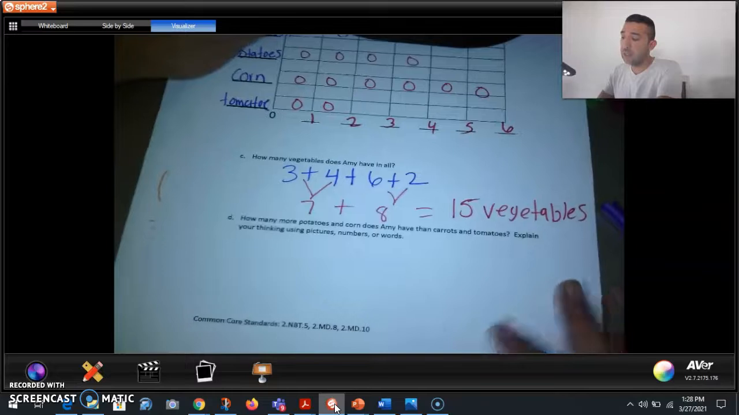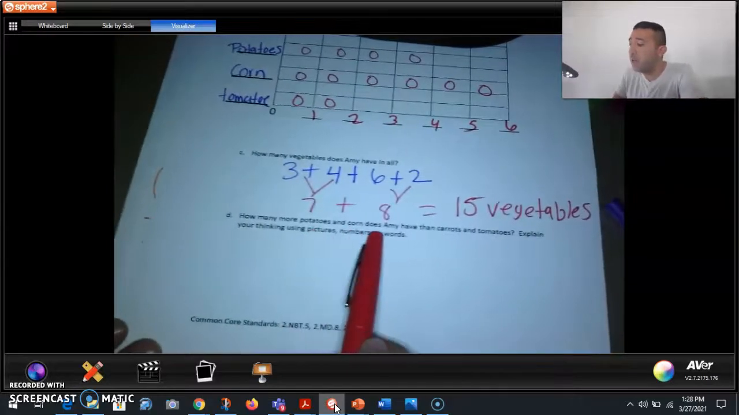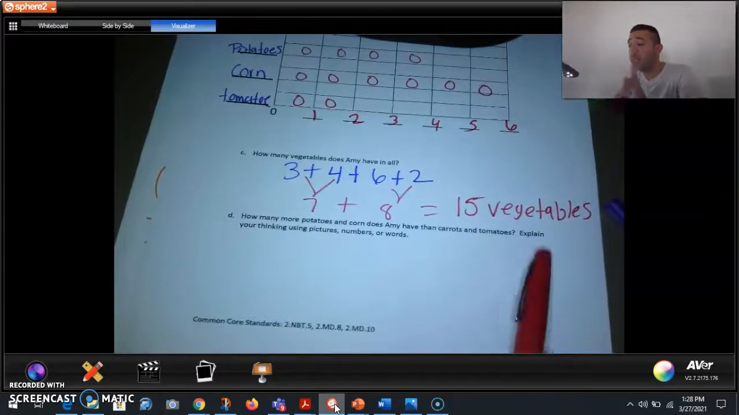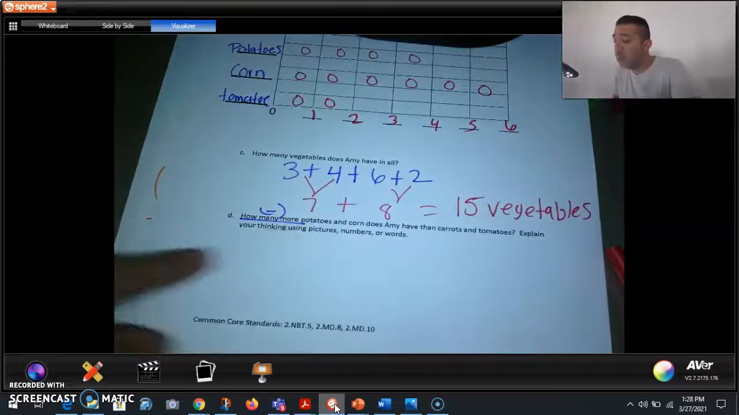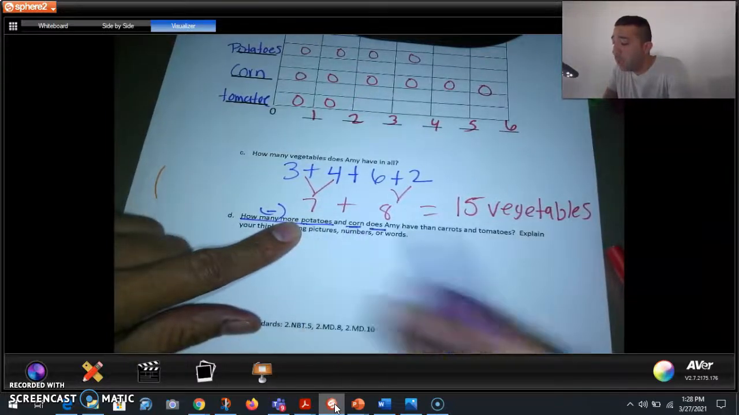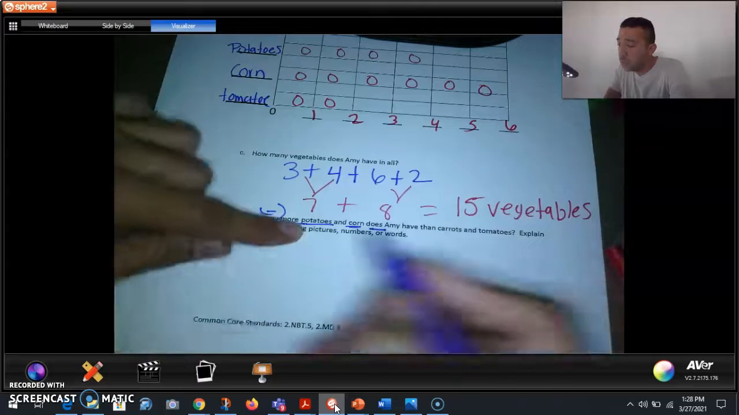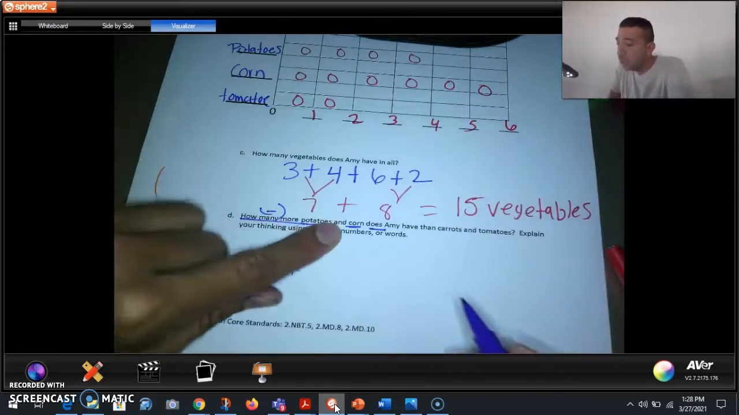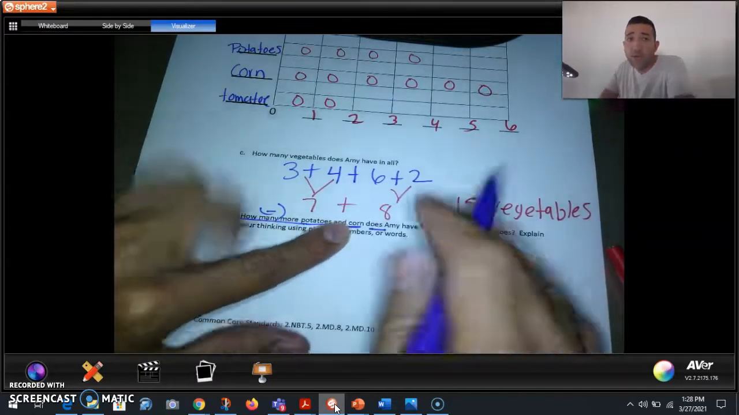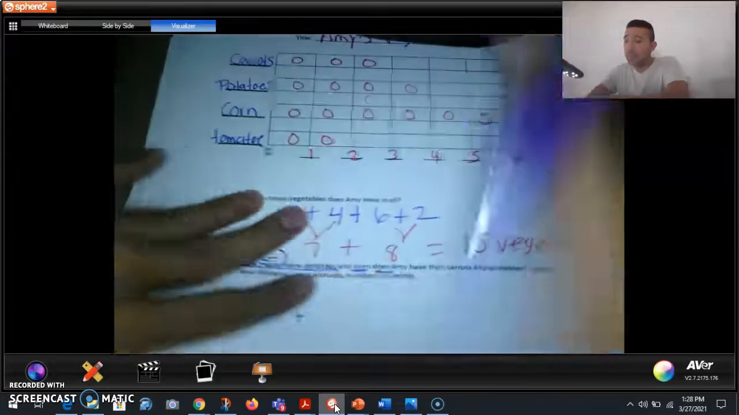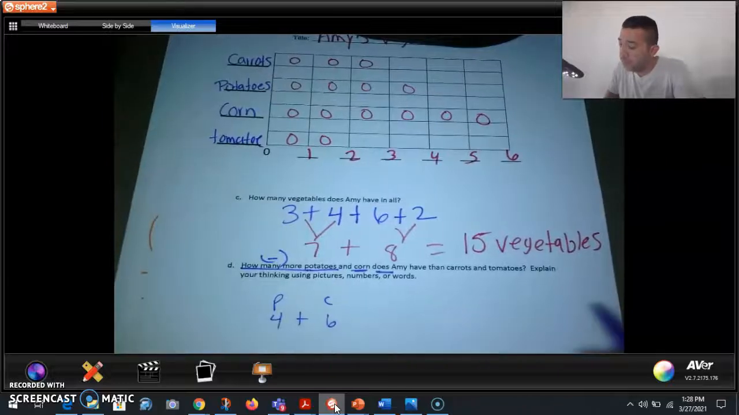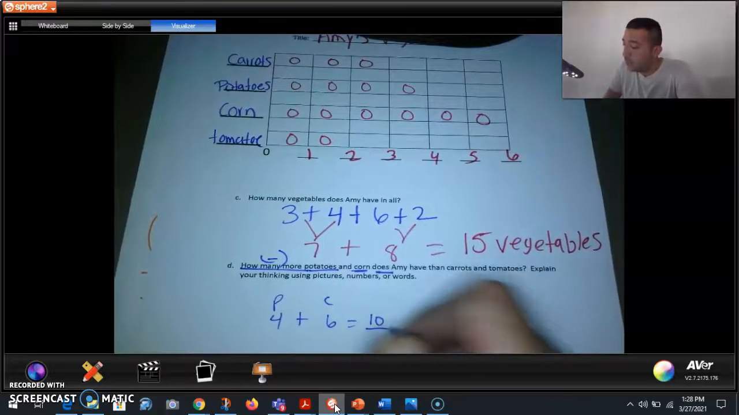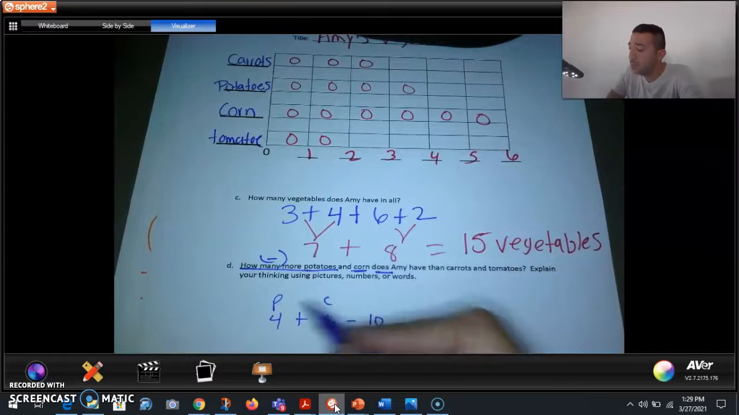Okay? Look at D, boys and girls. How many more potatoes and corn does Amy have than carrots and tomatoes? Explain your thinking using pictures, numbers, or words. So this is something that we have done before. How many more? It's a keyword. We know that we're subtracting, but we have to look at potatoes and corn. Potatoes, we know that there's 4 potatoes. So there's 4, plus, and means plus, don't forget. And corn, we have how many corn? We do have 6 corn, right? Equals 10. So my total is 10 for my potatoes and for my corn.